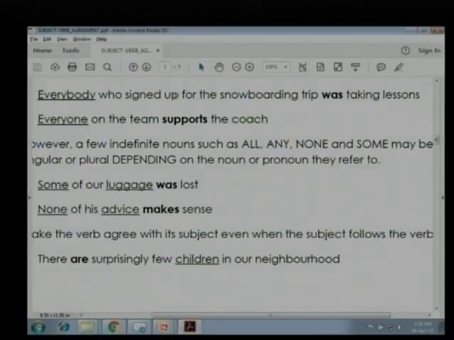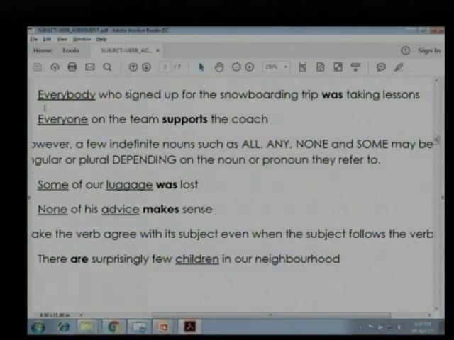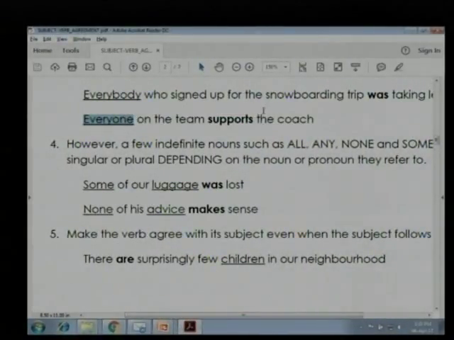Everybody who signed up for the snowboarding trip was taking lessons. Like he was taking lessons, she was taking lessons, it was raining. So I am using the "was" form, past tense obviously, or I can also take the "is" form, because everyone or everybody is considered a singular subject. Alright. Another example: everyone on the team supports the coach. Everyone is considered singular, that's why I will pick a singular verb. I will use the S.